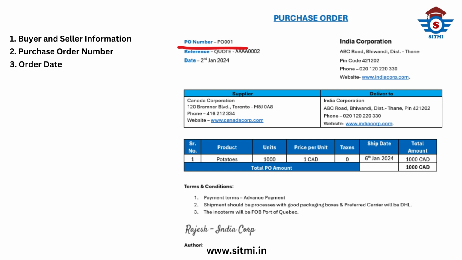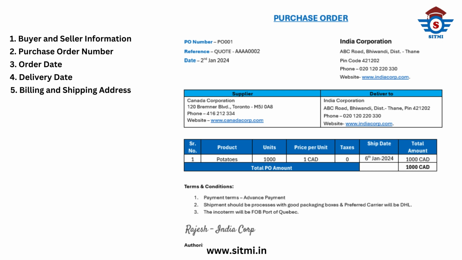The third point is the order date. The date when the purchase order is issued signifies the start of the transaction process. The fourth point is the delivery date, the date by which the buyer expects to receive the products or services. It serves as a deadline for the seller to fulfill the order. Here the date of shipment will be 4 days from the date of the purchase order, which was agreed in the contract. The fifth point is billing and shipping address.